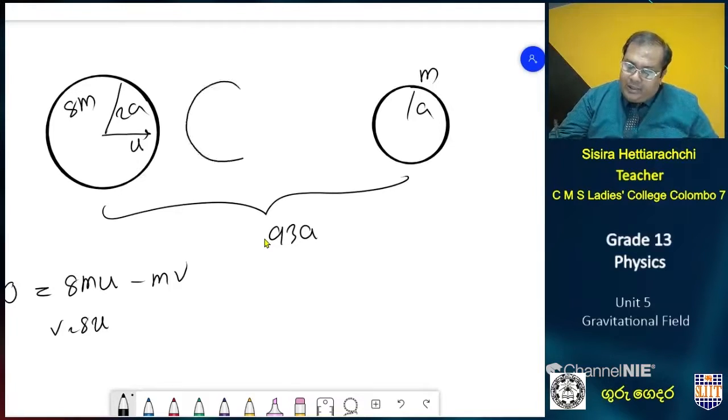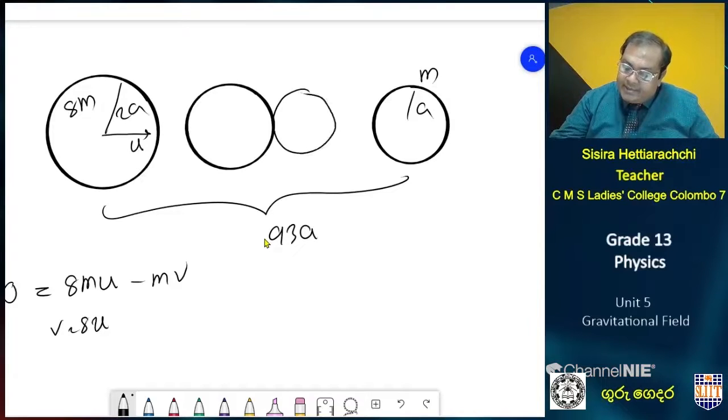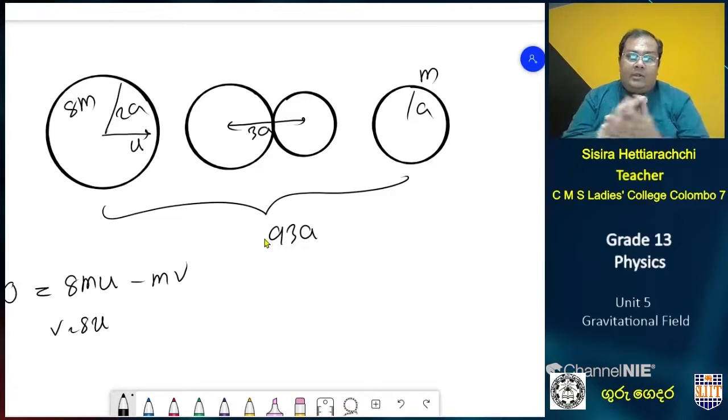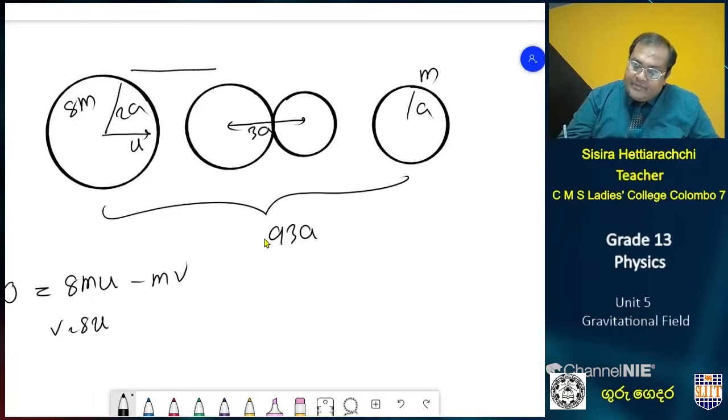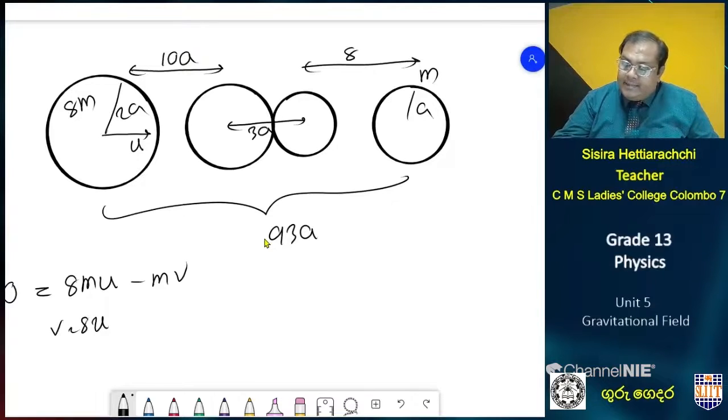But you know, when they collide, there should be a separation of 3a. Then freely they can travel only 90a, because initially the separation is 93a. When they collide, the separation is 3a, therefore they can travel only 90a freely. Then the distance you have to divide in the ratio of 1:8. Then the big one will travel 10a, and the small one will travel 80a. This is also a basic application.